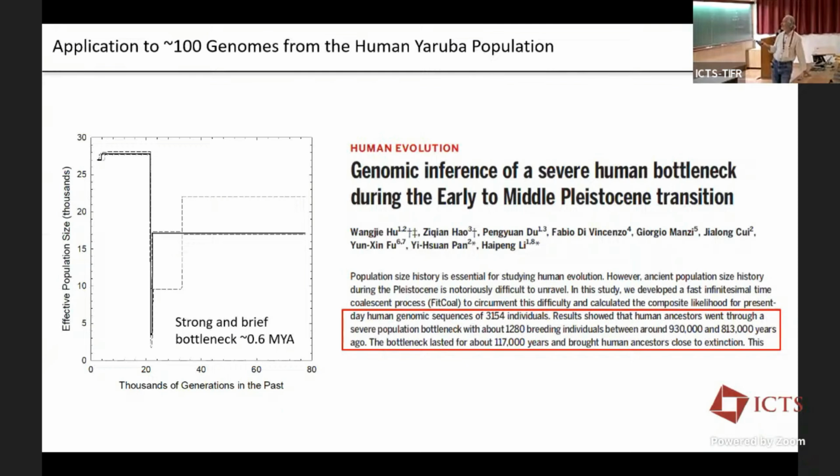Results showed that our human ancestors went through a severe population bottleneck of about 1,300 breeding individuals, something short of 1,000,000 years ago. The bottleneck lasted for about 117,000 years and brought us almost to extinction. A sentence like that, I guess, will get you a paper in Science.